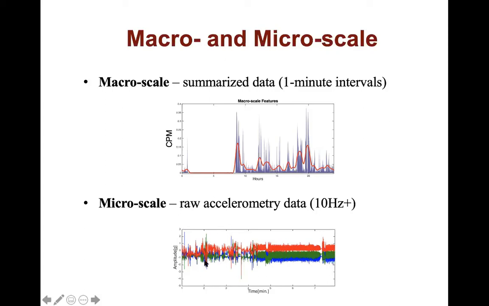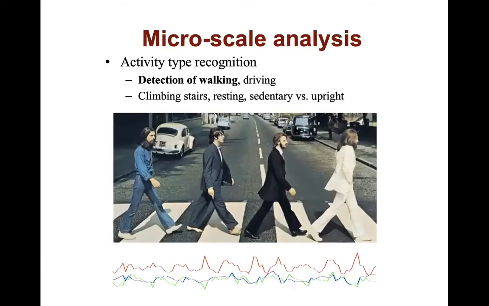What I concentrated mostly on is this analysis at micro scale. Sometimes we call it raw accelerometry data. And as I said, this data are collected usually at a frequency of 10 hertz, 20, and above, usually up to 100 hertz. So what we have concentrated on was, well, a seemingly simple goal of detection of walking.